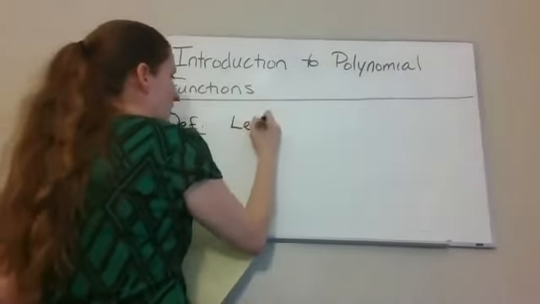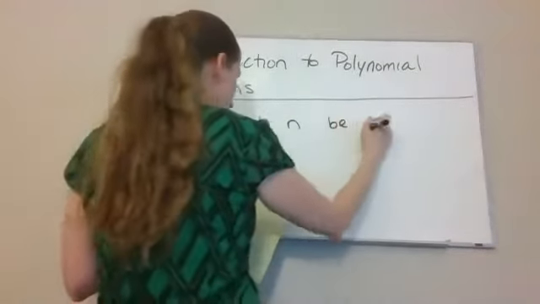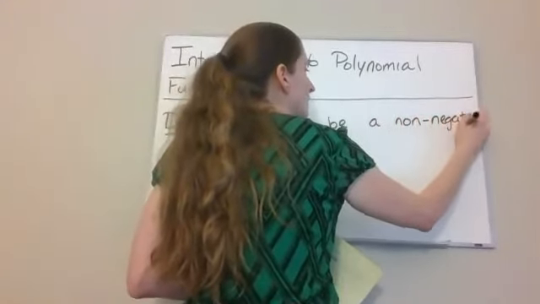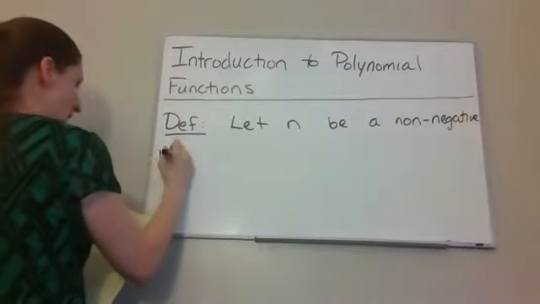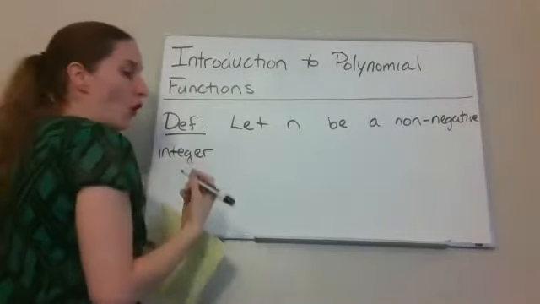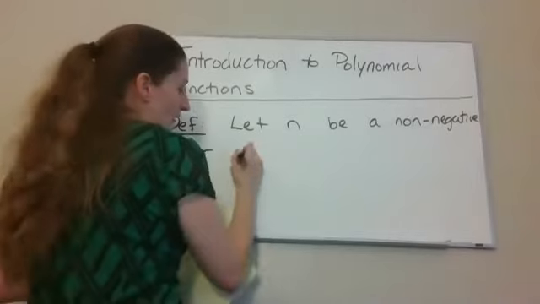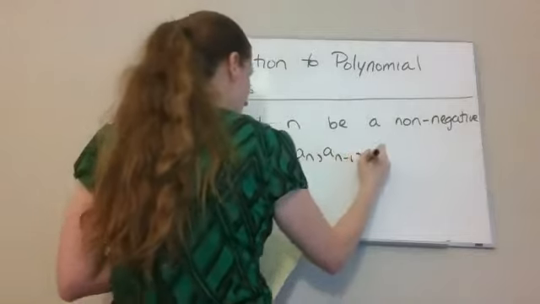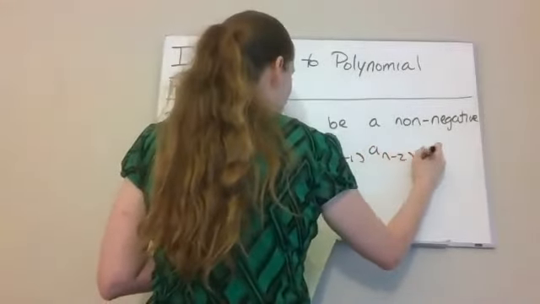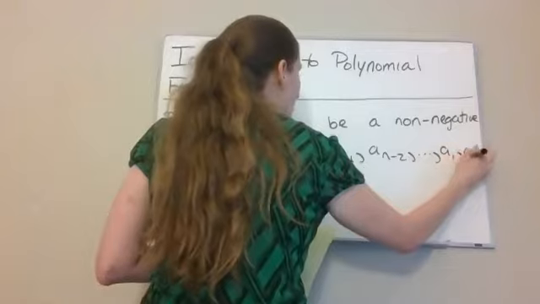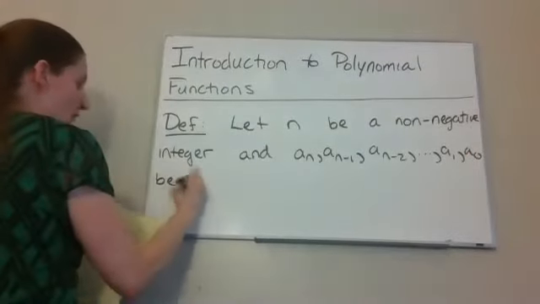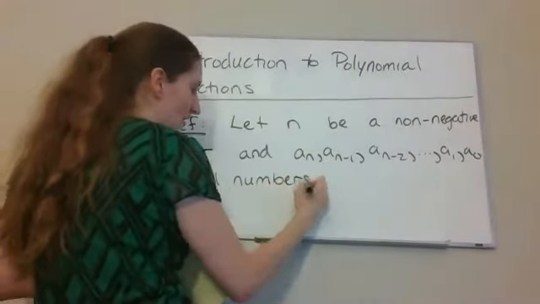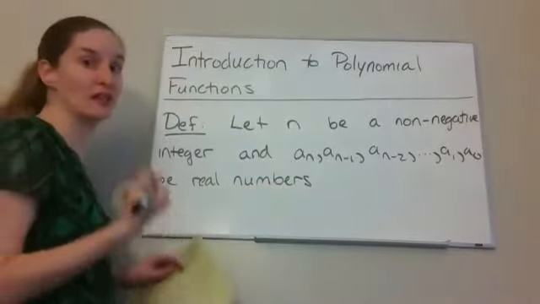We are going to let n be a non-negative integer. So that's non-negative whole numbers. And we're going to let a_(n-1), a_(n-2), all the way through a_0 be real numbers. So they can be positive, negative, decimals, whole numbers, fractions, all sorts of stuff.